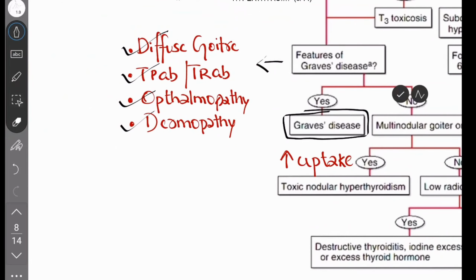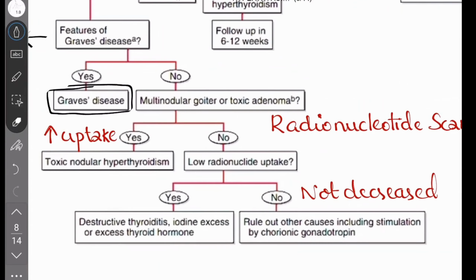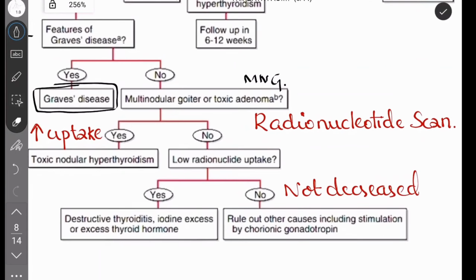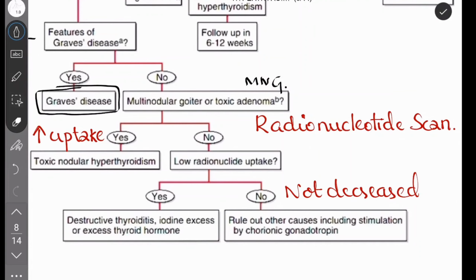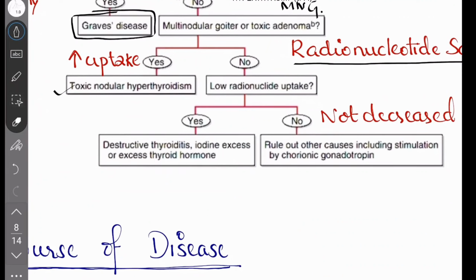If these are not present, what were they? We just discussed: a diffuse goiter, thyroid peroxidase antibody, ophthalmopathy, dermopathy. If they are not present, we can diagnose it as a multinodular goiter (MNG) or a toxic adenoma. How can you diagnose whether it is an MNG or a toxic adenoma? If you do a radionuclide scan, if there is increased uptake, it is toxic nodular hyperthyroidism. If there is no or low radioiodine uptake, which means that the gland is being destroyed, there is destructive thyroiditis or iodine excess or excess thyroid hormone intake, like thyrotoxicosis factitia.